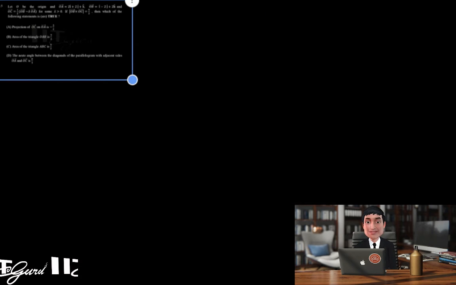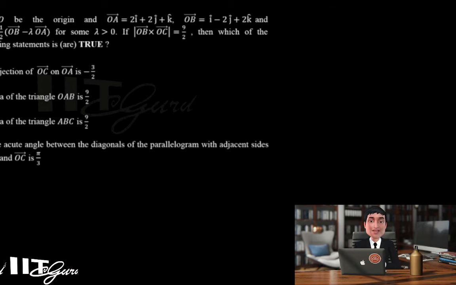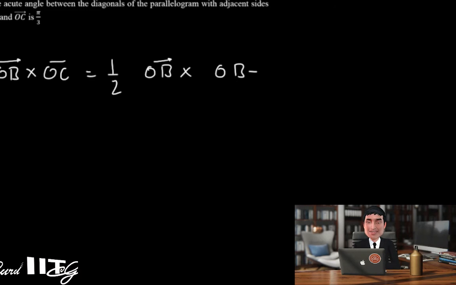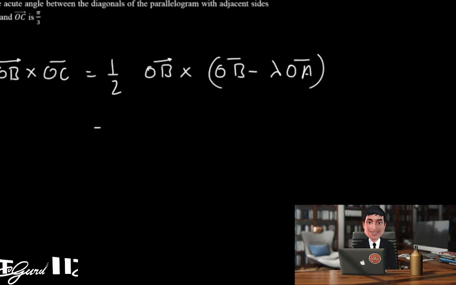So let's check it out here. That is OB cross OC. Okay, fine. Let us solve. So OB cross OC, as you know, is equal to half of OB vector cross OB minus lambda times OA. Okay, as we get here, so we can see that it is lambda/2 times OA cross OB.